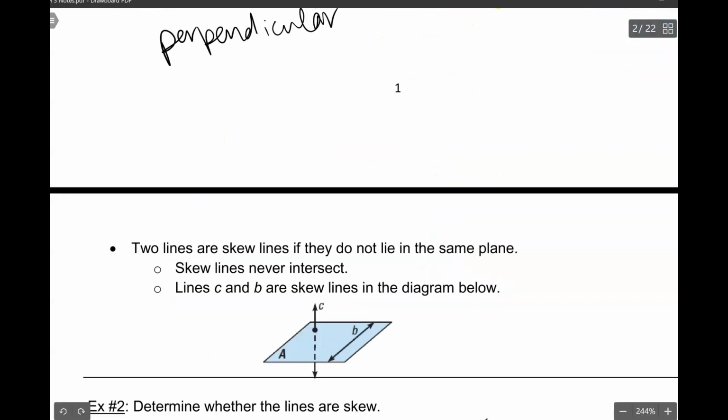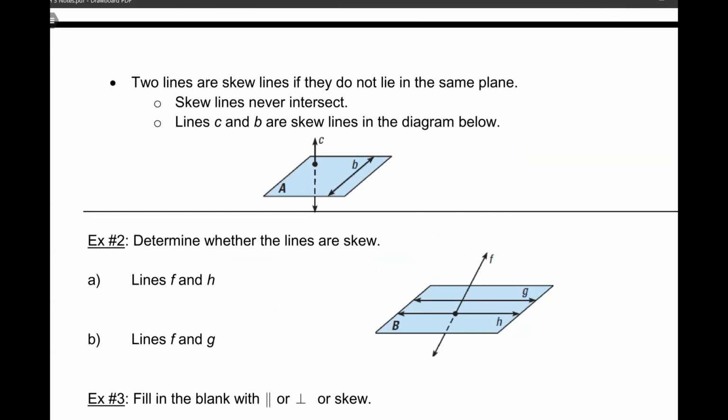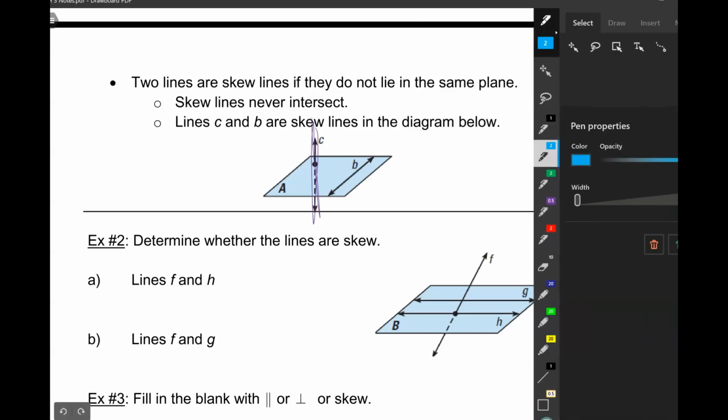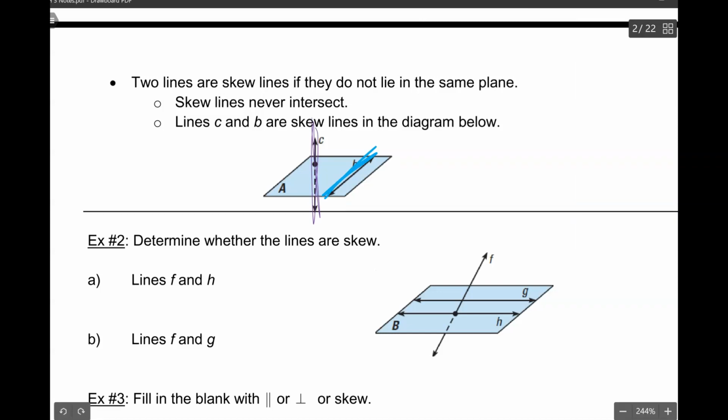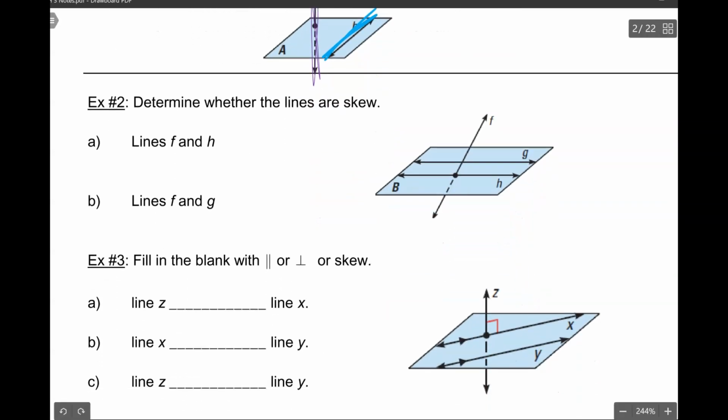All right, let's keep going. Two lines are skew if they do not lie on the same plane. Skew lines never intersect. C and B are skew because one is going through the plane and the other is lying on the plane. So they're not parallel because they're not lying on the same plane. They are not perpendicular. They do not intersect. So not the same plane, not intersecting.